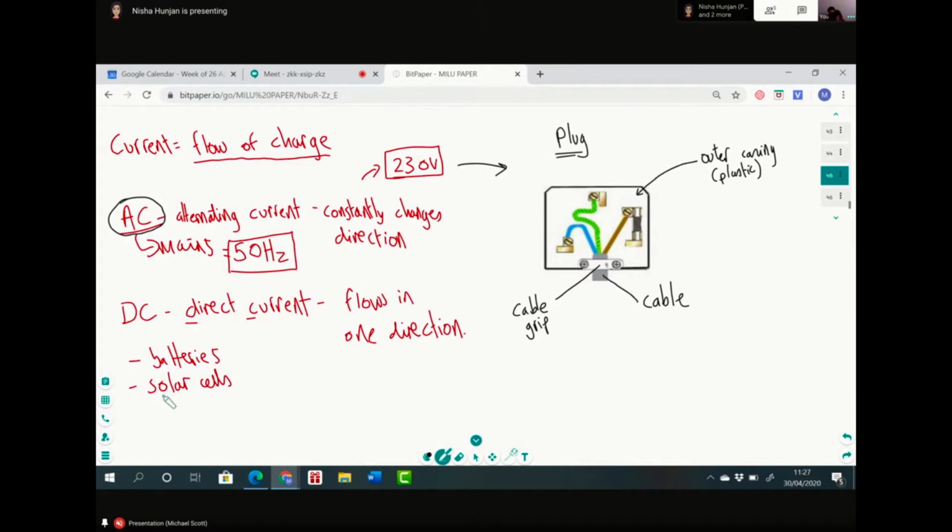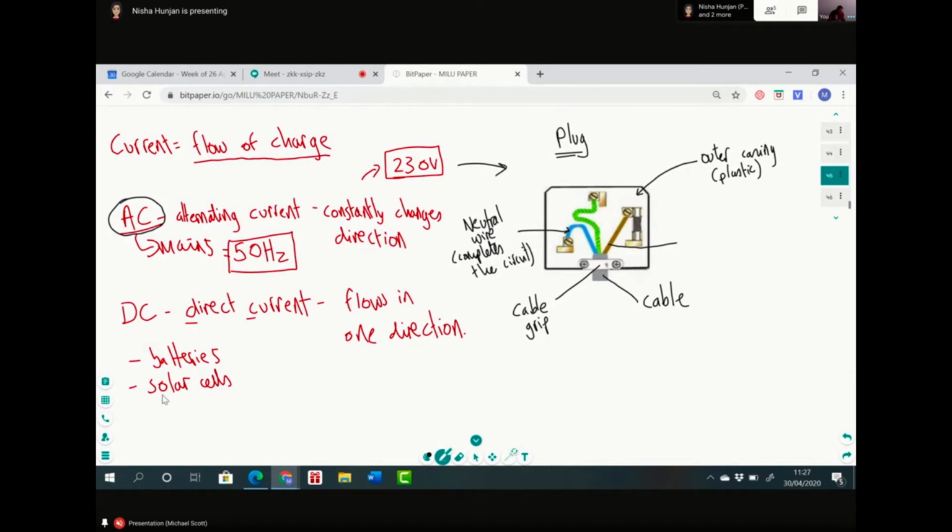And the purpose of the neutral wire actually completes the circuit. So when we connect our plug to the mains, it's the neutral wire that actually completes that circuit. We also have a brown wire over here, and the brown wire is known as the live wire. And it's the live wire that takes the current to the appliance.